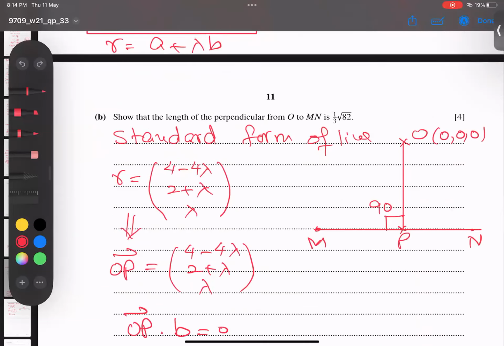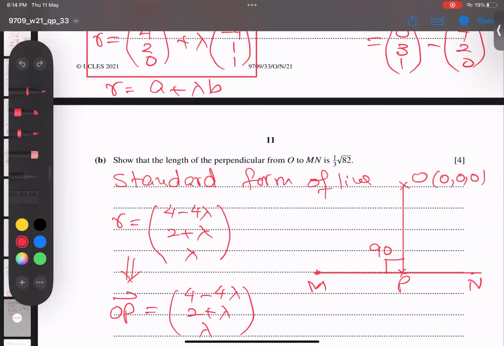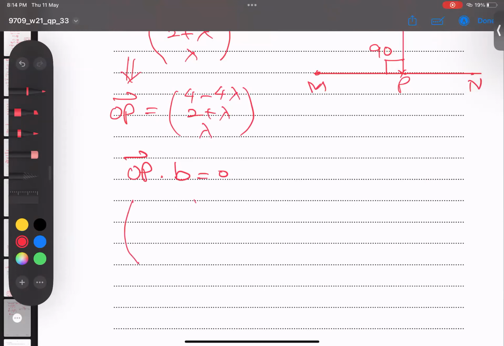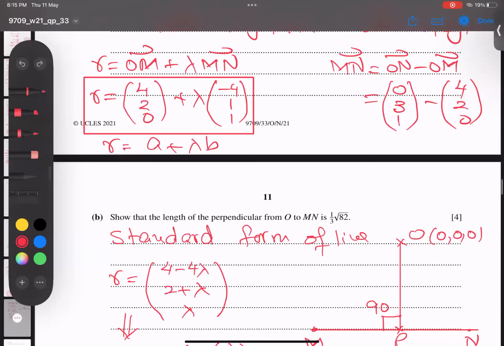So this is called direction. Because I will take the OP vector, which I got very clearly, and I need the MN vector. So the MN vector is represented by what? By b. So I hope you got the point, and now I'm writing it. OP vector dot b equals 0. OP is 4 minus 4 lambda, 2 plus lambda, lambda, and b is what, students? Minus 4, 1, 1.